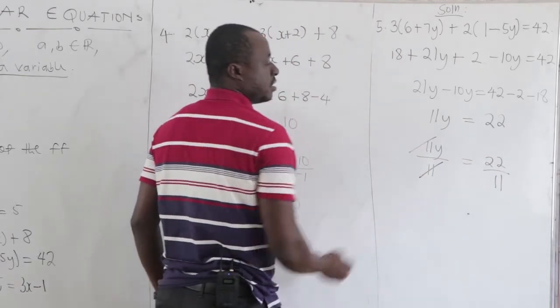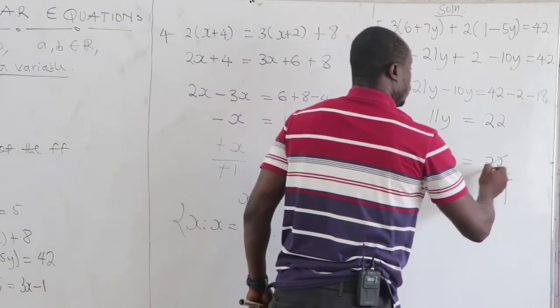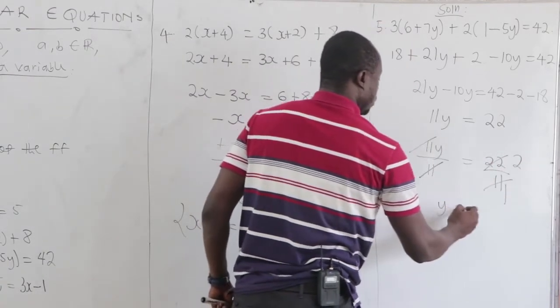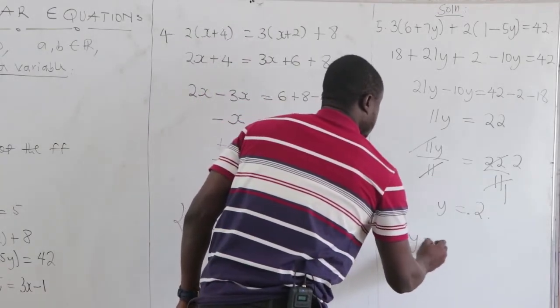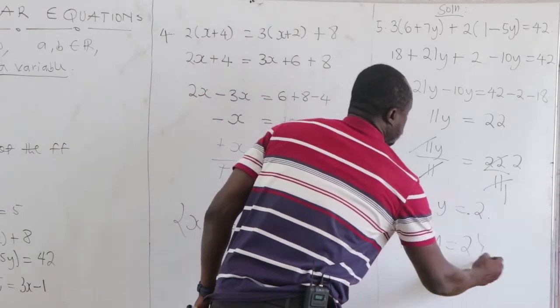Now the 11s are cancelling each other. 11 going into 22 is 2 times. So we have y equal to 2. The truth set is y such that y is equal to 2.